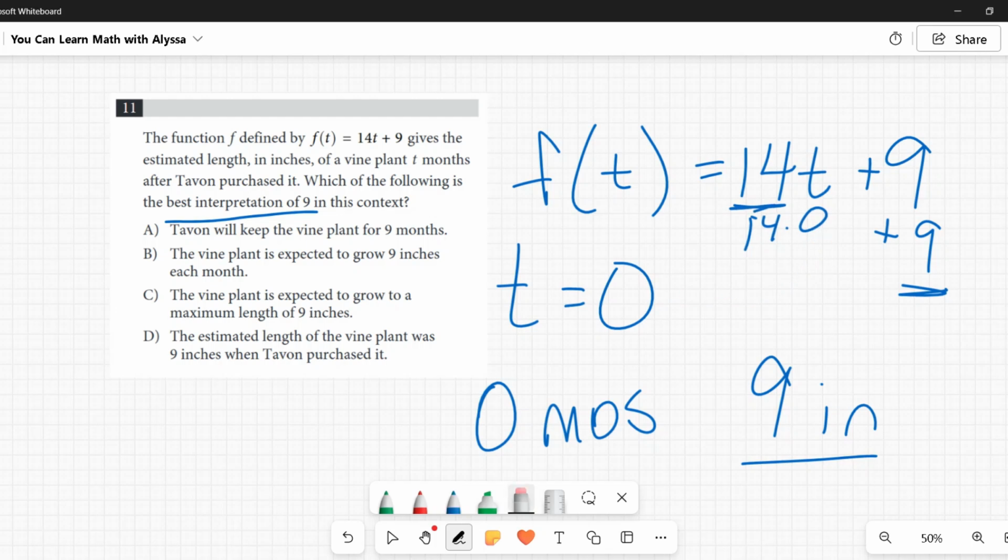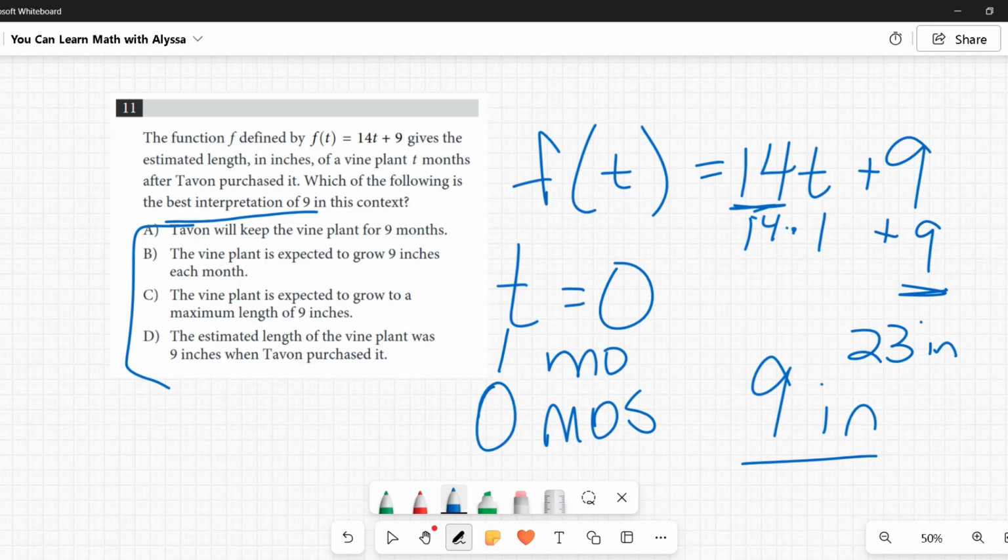Because what if it was 1 month after Tavin purchased it? Then t is 1, and it'd be 14 times 1 plus 9, or 23 inches. So it grew by 14 inches in that 1 month. So 14 is the growth each month, and 9 is the number of inches that the plant was when it was purchased. So what does 9 mean?